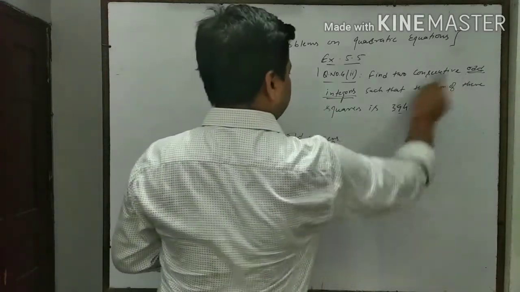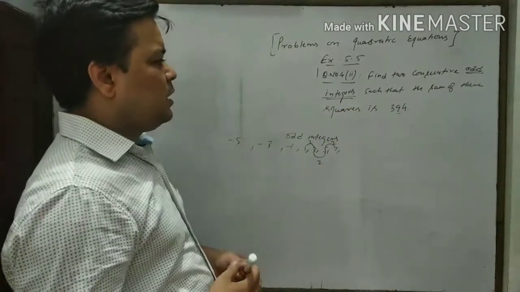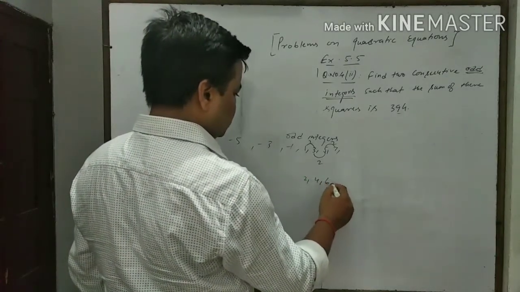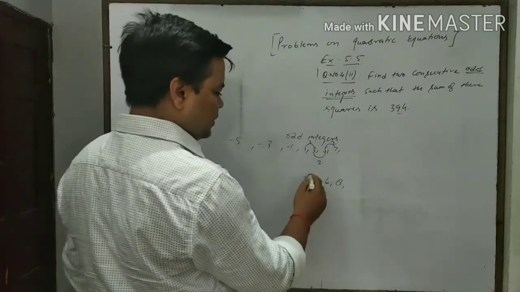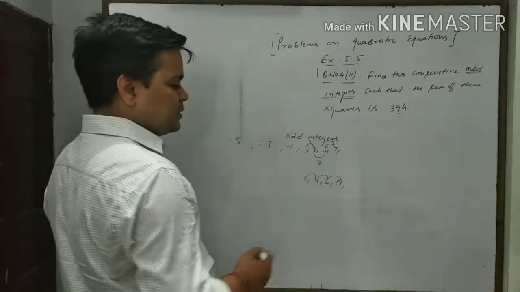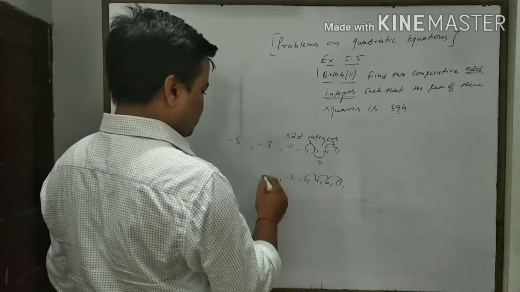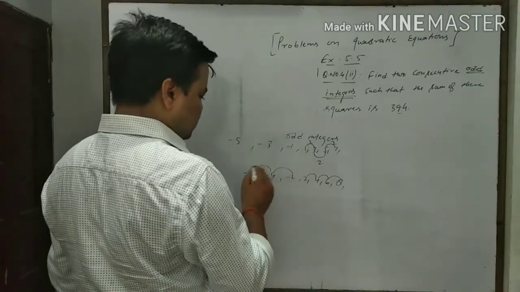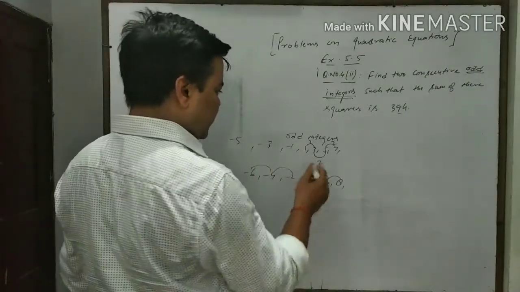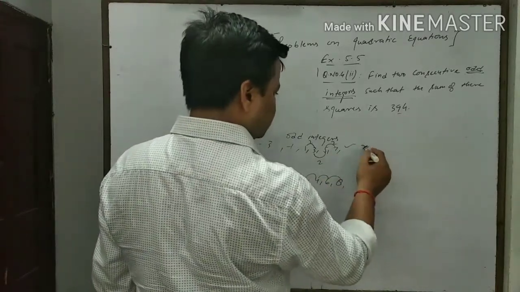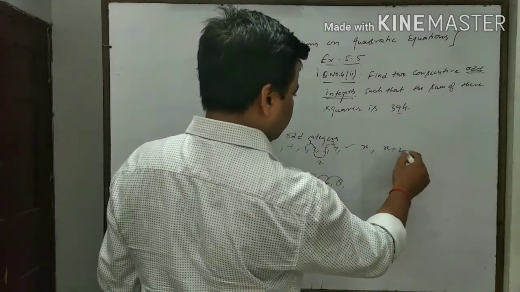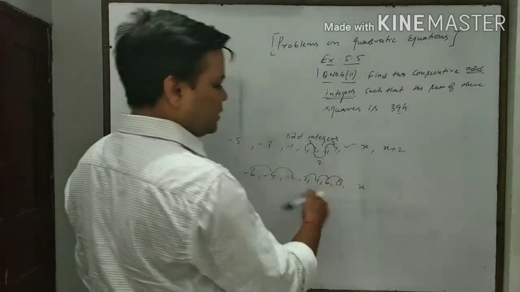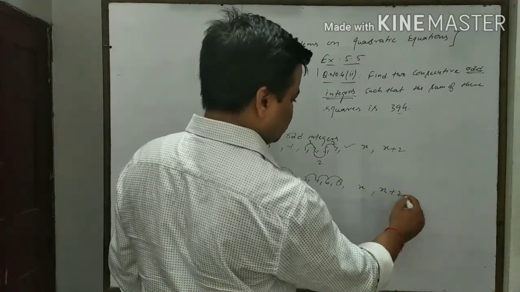In place of odd integers, the question may be given with even integers also. Examples of even integers are 2, 4, 6, 8. Here also the difference between two consecutive even integers is 2. Similarly minus 2, minus 4, minus 6, like that. Again the difference between these is 2. If we take any odd integer x, then its consecutive odd integer will be x plus 2. Similarly, if we take any even integer x, then its consecutive even integer will be x plus 2.